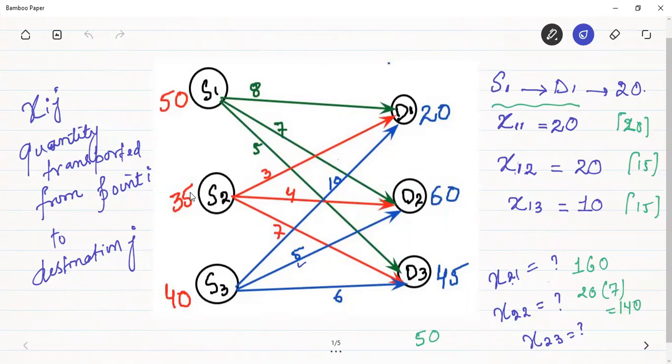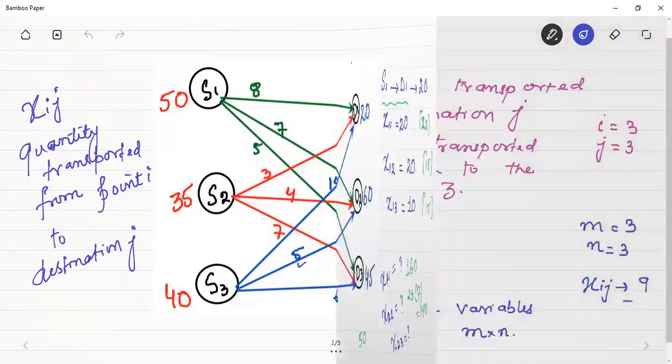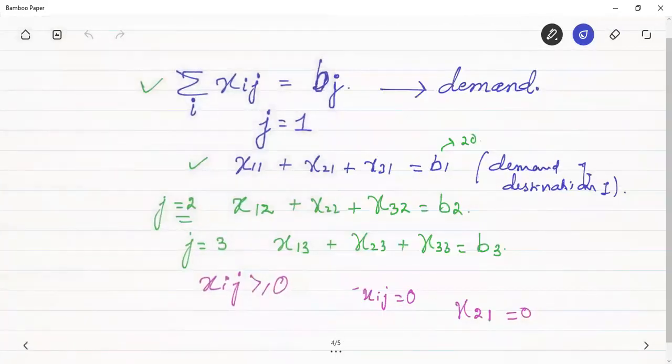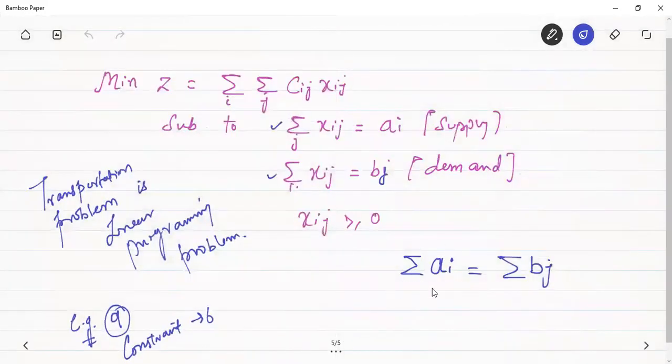Summation of bj represents the total demand, the cumulative demand of all these three destinations. You can see that if I add them, 60 plus 20 is 80, 80 plus 45 is 125. And if this situation occurs, where the summation of the sources, the total supply, is equal to the summation of total demand, what is this referring to?